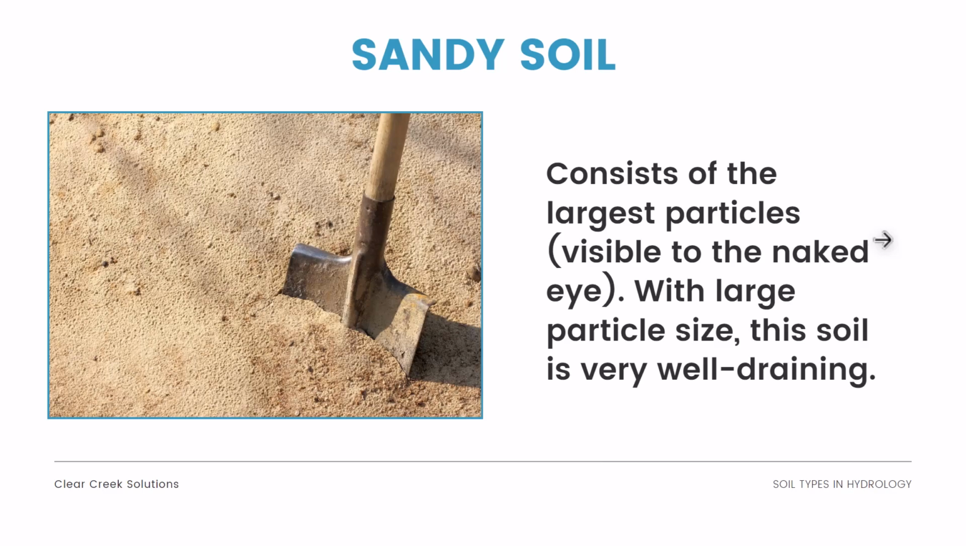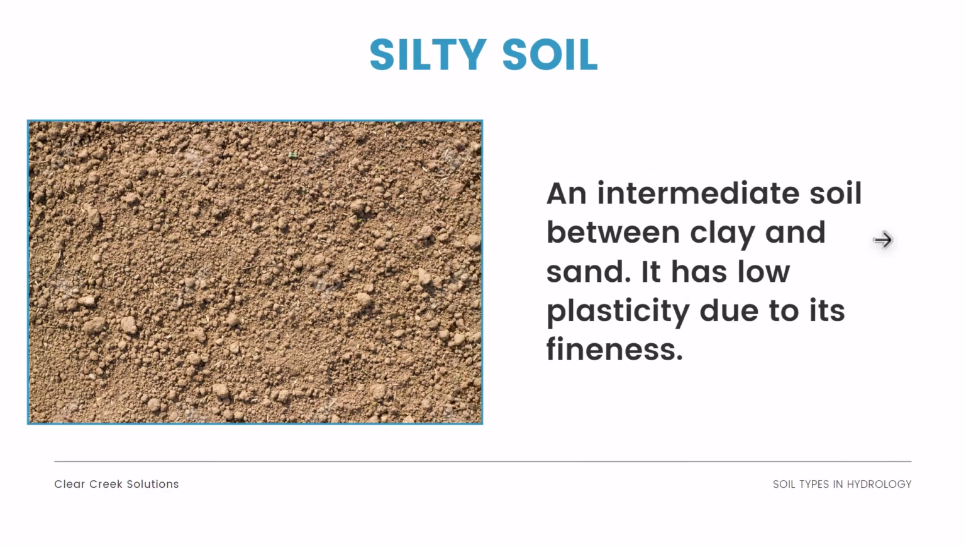Then once we get into something like sandy soil, it consists of the largest particles, so you can actually see the sand particles. And with a large particle size, the soil is fairly well draining. If you've ever taken a bunch of sand and poured water on top of it, you notice that the water's going to be able to drain basically right through it, as opposed to clay where it will hit that sort of hard surface. Then silty soil is kind of in between clay and sand. It's an intermediate soil and has low plasticity due to its fineness. So it's a fairly fine soil. It's not going to harden up like clay, but it's not as large as the particles in something like sand, for instance.